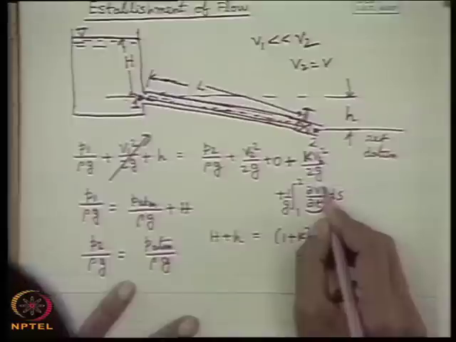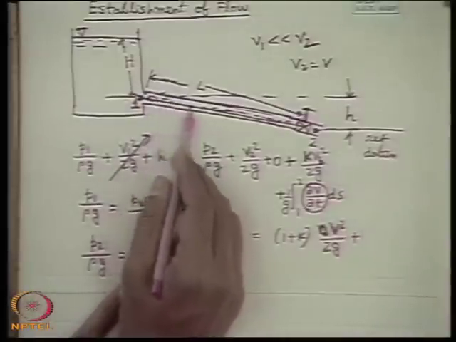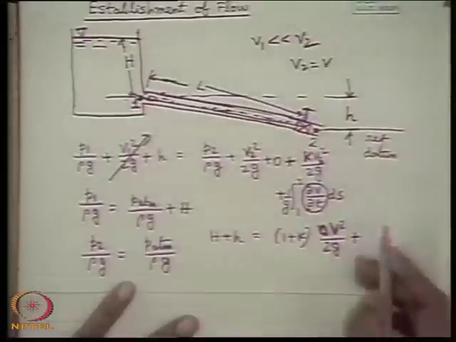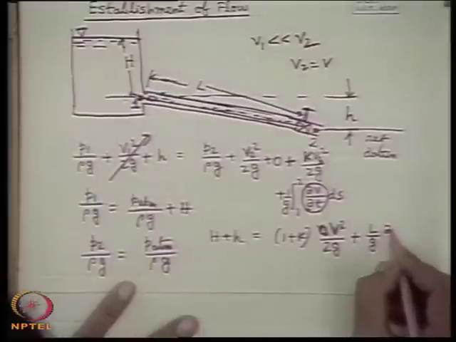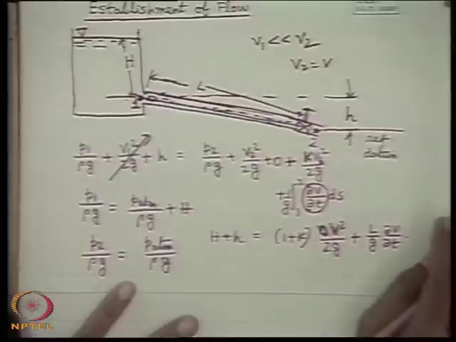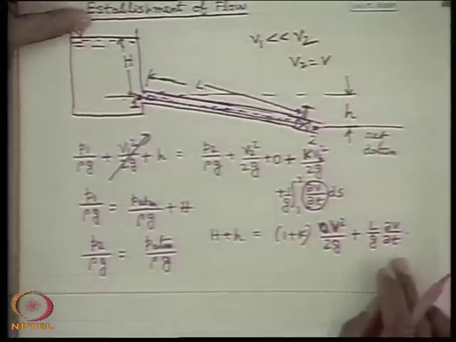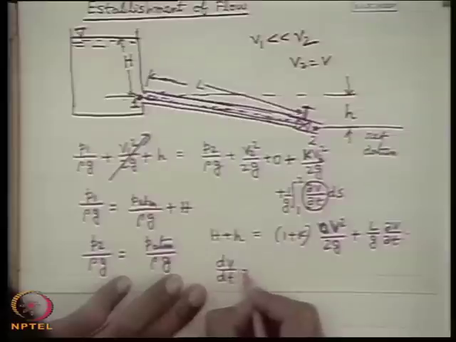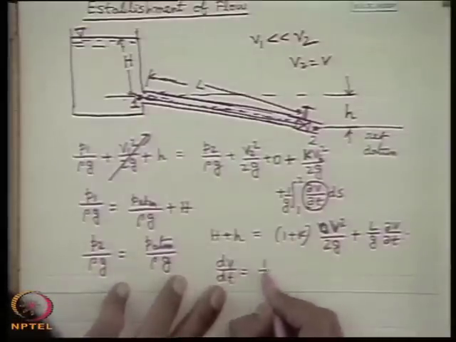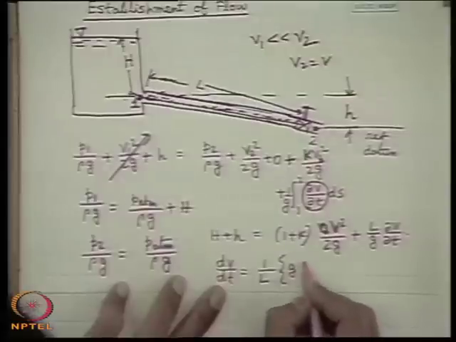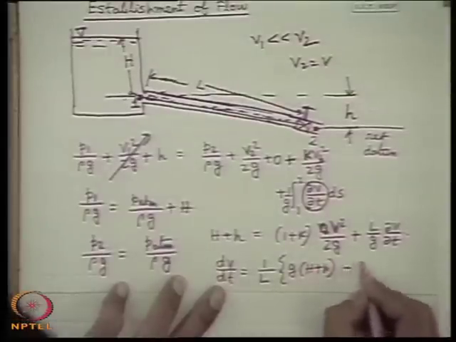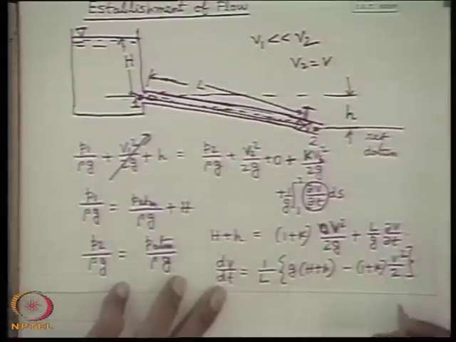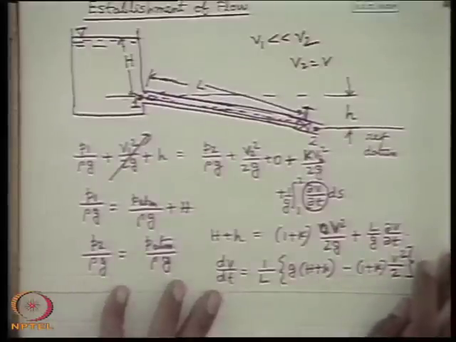Now if we consider this temporal acceleration to be the same, with the same condition of uniformity of the flow at all locations, it can come out of the integration, and the integral of ds from 1 to 2 is simply the length of the pipe. That means L by g del V del t. And V is a function of time, so we can write del V del t as dV dt. So we can write dV dt is equal to, if we take this to the other side, 1 by L into g times h plus H minus 1 plus K V square by 2.